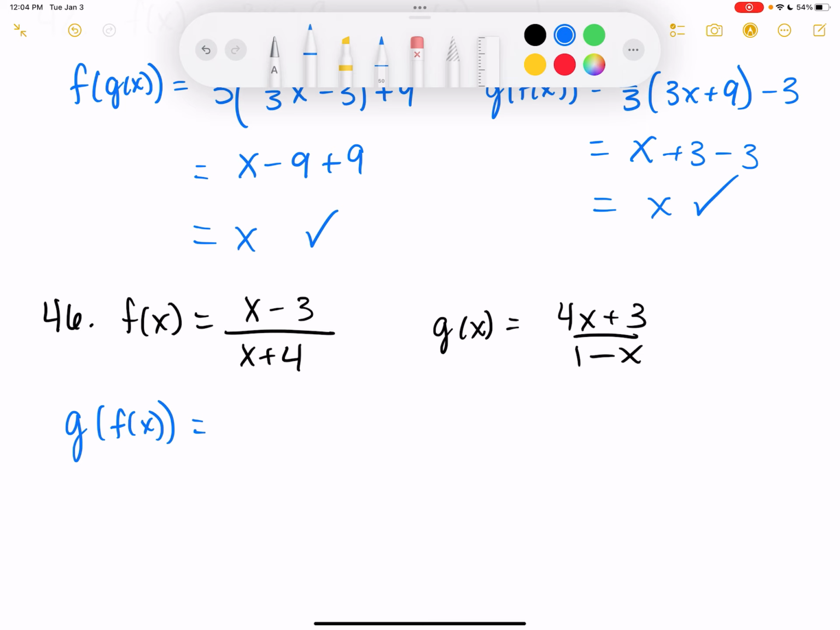All right, so anywhere I see x in g of x, I'm putting f of x. So 4 times x minus 3 over x plus 4, plus 3, over 1 minus x minus 3 over x plus 4.